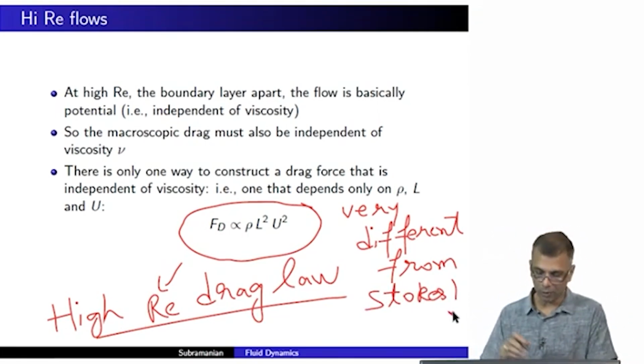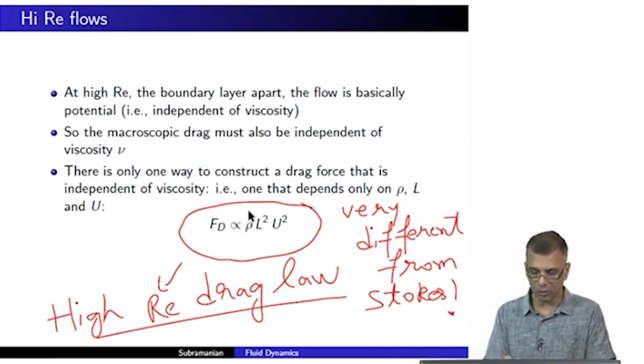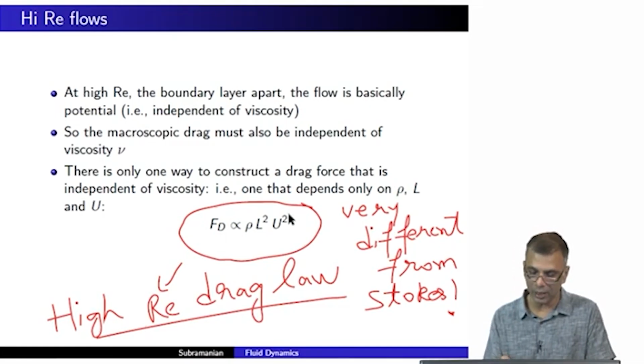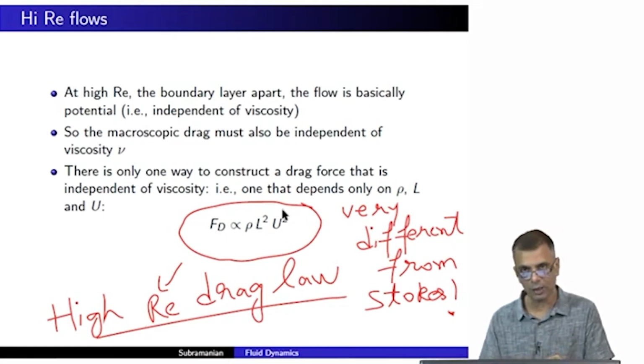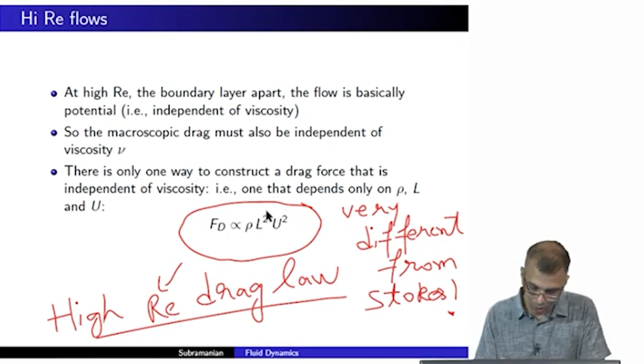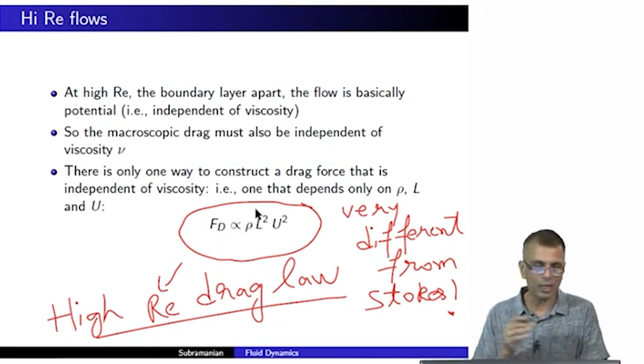Why is it very different? Well, first of all, there's no appearance of the viscosity, that's one thing. Secondly, if you remember, the Stokes law depended linearly on the velocity. The power here was 1, whereas here the power is 2. Very different dependence. And here you have the appearance of an L squared, which is kind of like an area.